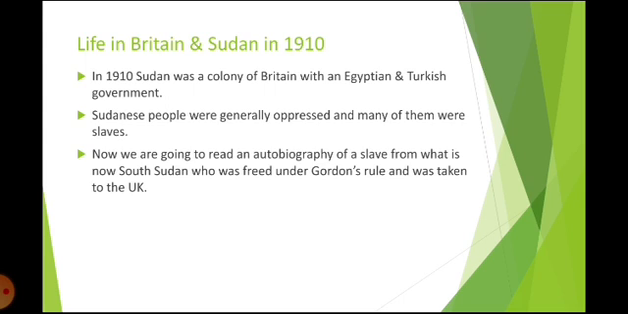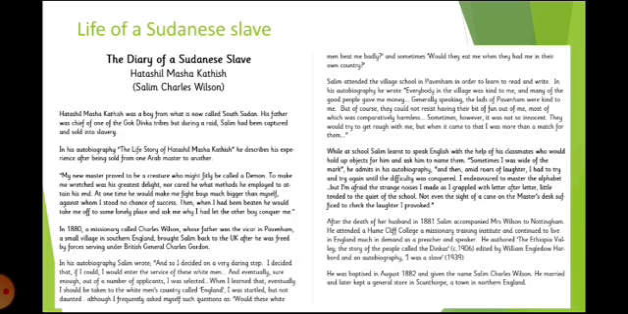Now, we're going to read an autobiography of a slave from what is now South Sudan who was freed under Gordon's rule and was taken to the UK. Life of a Sudanese slave. The diary of a Sudanese slave, Hatashil Masha Kadish, who later on changed his name to Salim Charles Wilson.